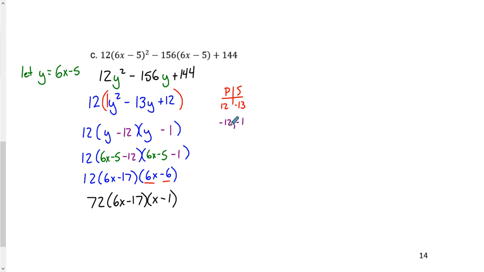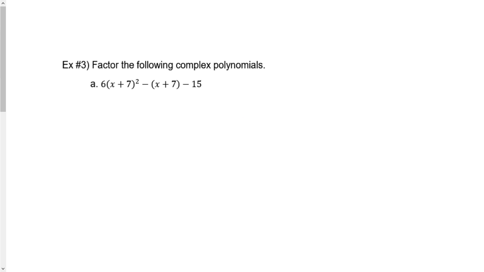Simple trinomials work out really nice. Complex trinomials are really not any harder. Let y equal x plus 7. So I'm going to have 6y squared subtracting a 1y subtracting a 15. This allows us to make things a little bit easier to work with. Instead of dealing with this entire x plus 7, we're just dealing with one variable of y.